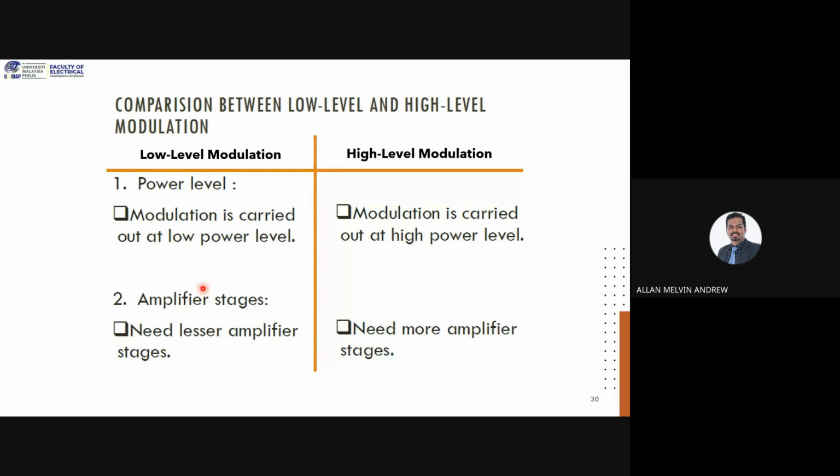Okay, the second point, amplifier stages. For low level, we only need like one or two, so not many. We need fewer amplifier stages. And for high level modulation, even the carrier signal requires amplification, and even the message signal requires amplification. So a lot of amplifiers are needed. Okay, so when you are using more amplifiers, the cost also will be higher.